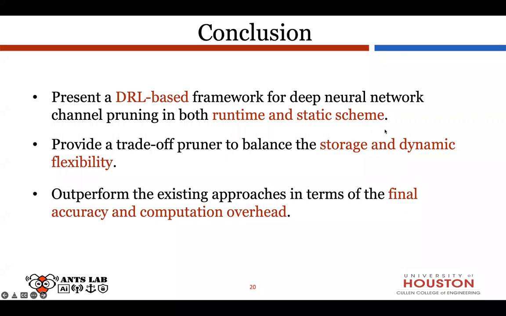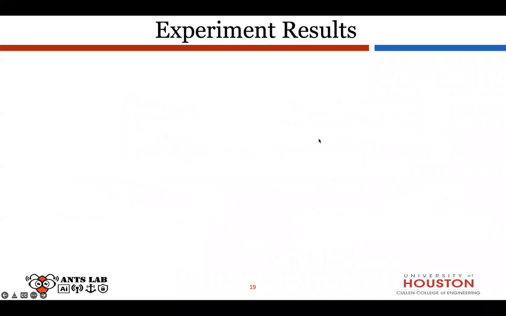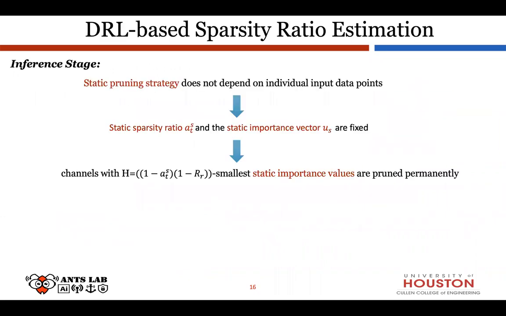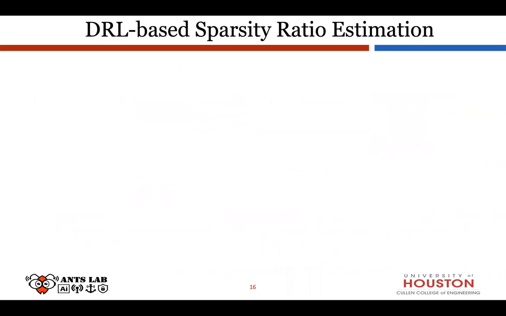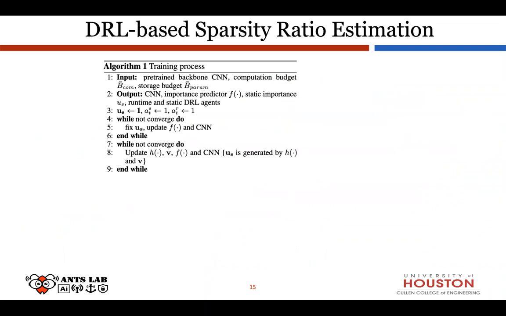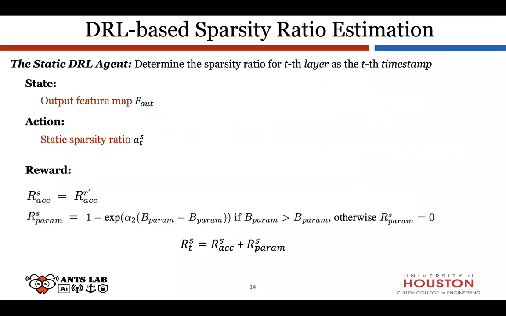Dian, I have a quick question. Could you go to the constraint of runtime pruning and static pruning? I wonder why for the static pruning, they consider the trade-off between accuracy and computing capability, but for the runtime, they consider the accuracy and the storage.